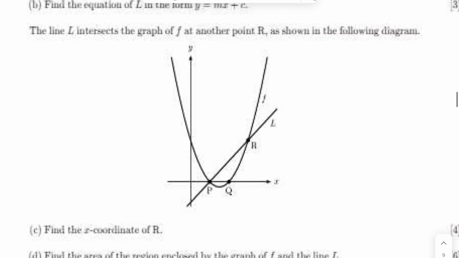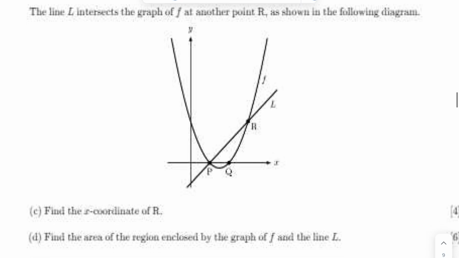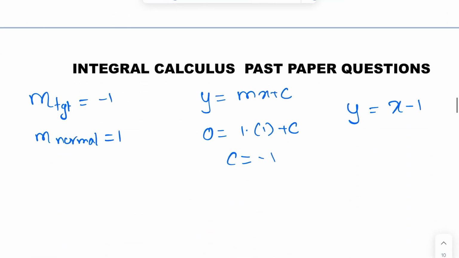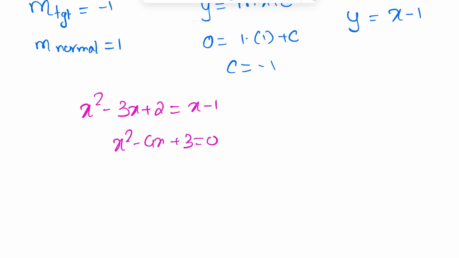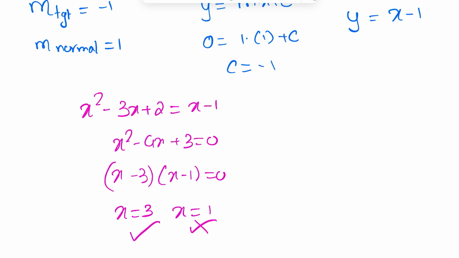Then the line intersects the graph of f at point R. Find the x coordinate of R. So what was the graph? The graph was x squared minus 3x plus 2. It will intersect x minus 1. So x squared minus 4x plus 3 equals 0. So (x minus 3)(x minus 1) equals 0. So x equals 3, x equals 1. But x equals 1 has already been used. So therefore x equals 3 is the answer for the x coordinate.